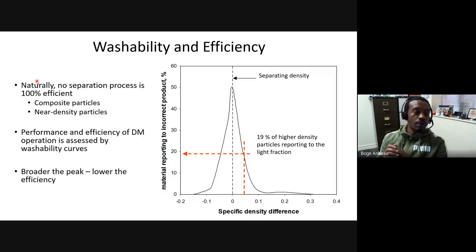Okay, again, I will pause a little bit. And so in the next slides, I will talk about how you assess performance of a gravity separator, typically dense media separator. But before I do that, I will also see if there is any question.